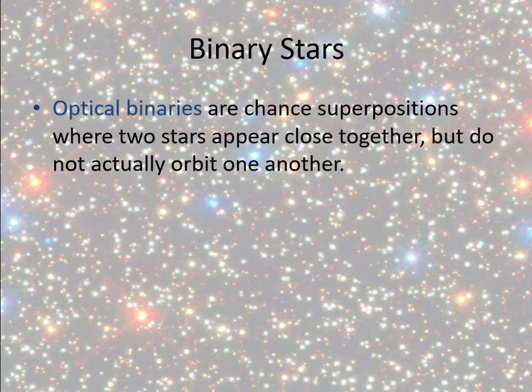Now, there are also so-called optical binaries. These are not real binaries. These are situations where you just happen to have two stars along the same line of sight. A nice example of this is the system Mizar and Alcor. We've discussed Mizar and Alcor before. It's been on your constellation quizzes.